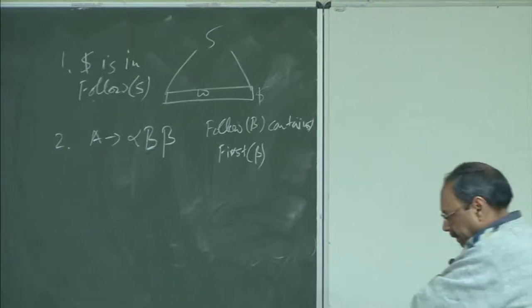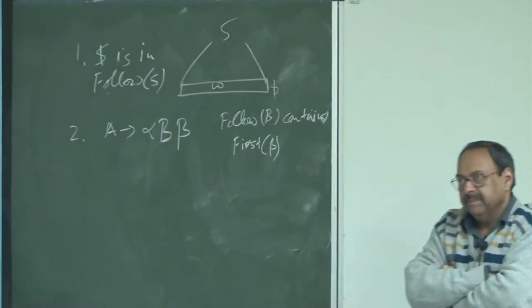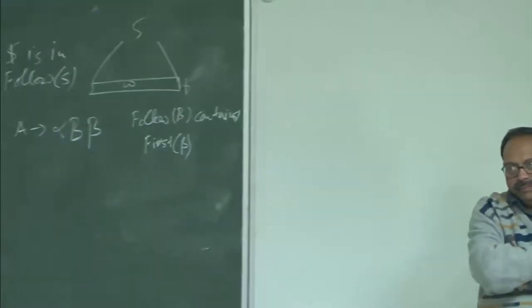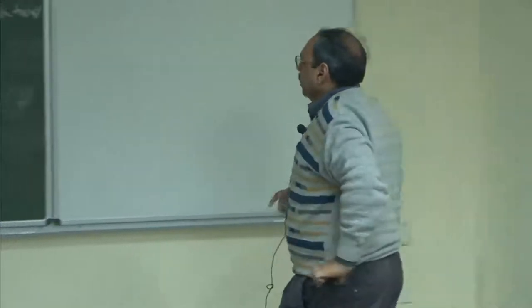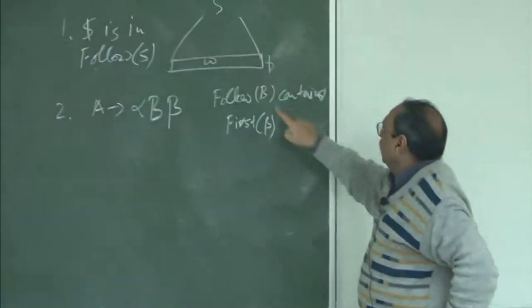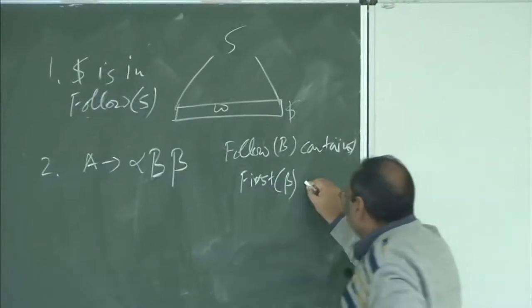If beta goes to epsilon, then follow of B also contains first follow of A. So we'll come to that later. So first thing we are saying is that follow of B contains first of beta except epsilon.